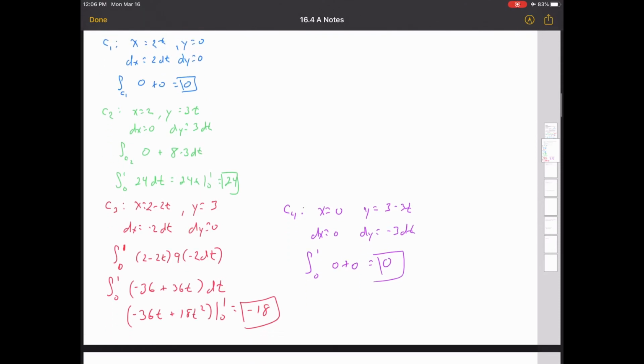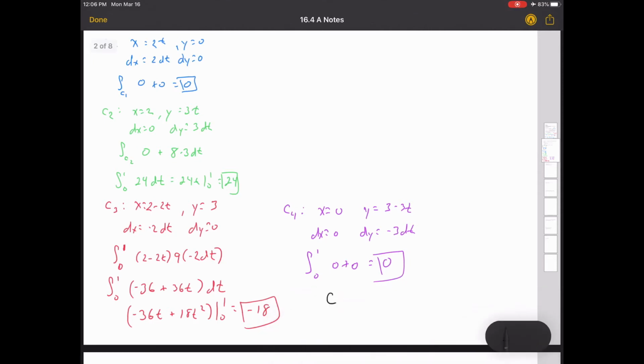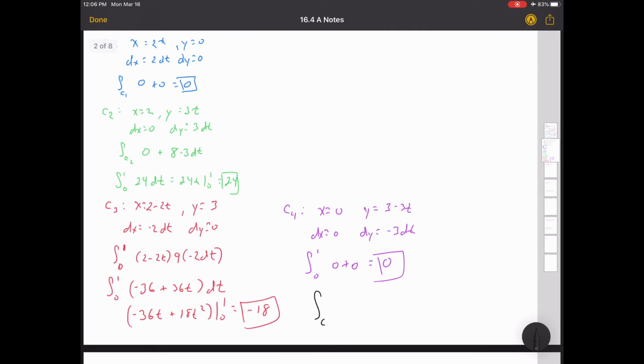So, in order to figure out the line integral over C, I've got to add up all of the pieces, which is 0 plus 24 minus 18 plus 0. So what we're ultimately going to get out of this thing is 6. Now that was kind of tedious. Took a long time to get through.